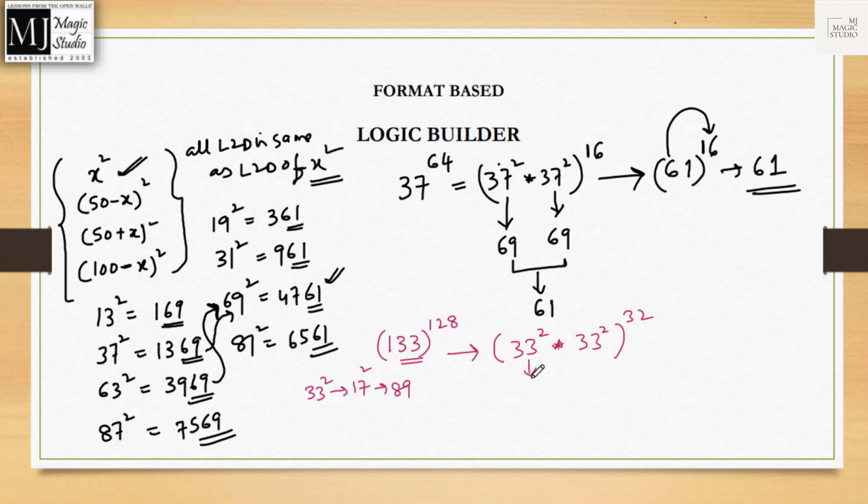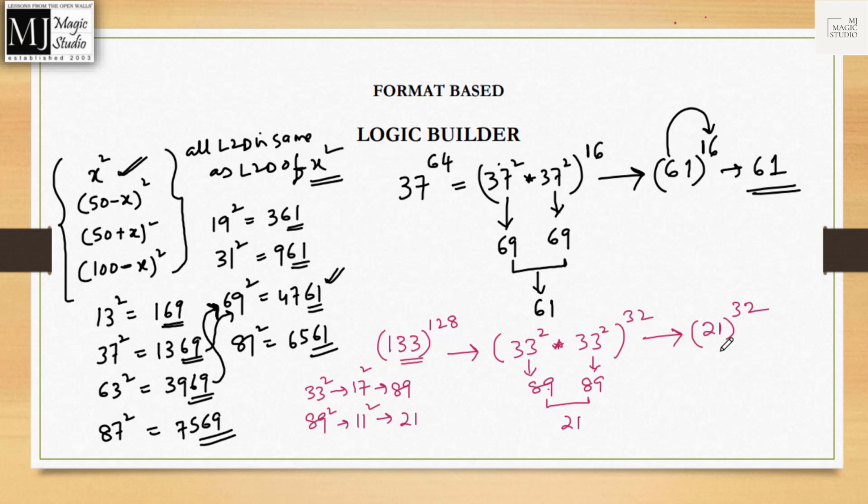Now the last two digits of 33 squared are 89. We are looking for the last two digits of 89 squared. 89 is relatable with 100. 100 minus 89 is 11. 11 squared, the last two digits are 21. That means the last two digits of 89 into 89 are 21. That means we are looking for the last two digits of 21 to the power 32.